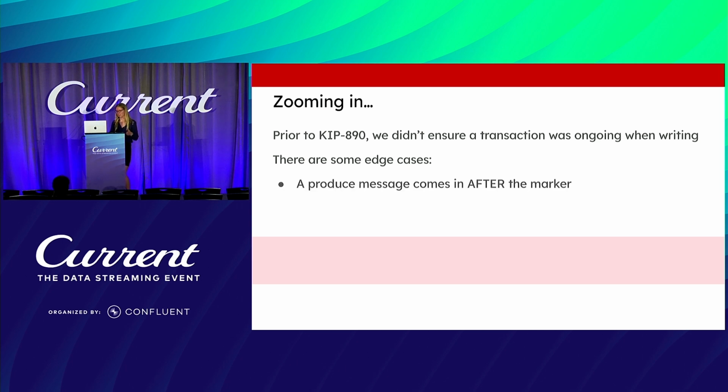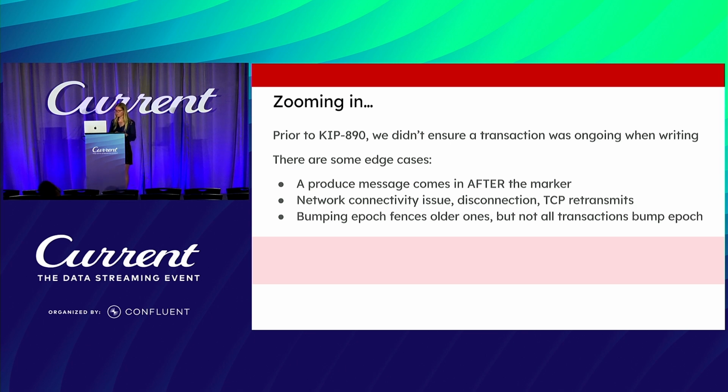But there are some edge cases with this. A produce message can actually come in after a marker, so after a commit or after an abort marker. We've typically seen this sort of issue when there's maybe a network connectivity issue, maybe a disconnection, and the TCP retransmit is trying to repeatedly write this message. And even though bumping an epoch fences older epochs, there are some cases where we're not bumping the epoch on a transaction. So this message that comes in late is not fenced.